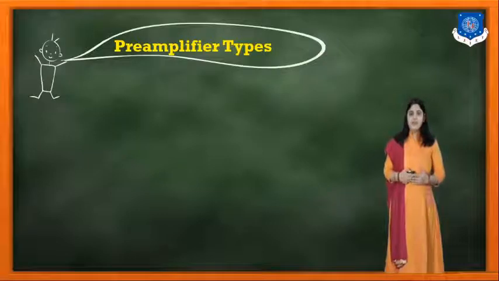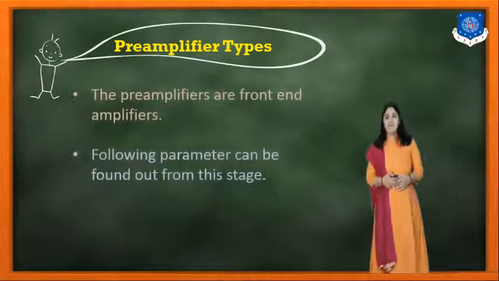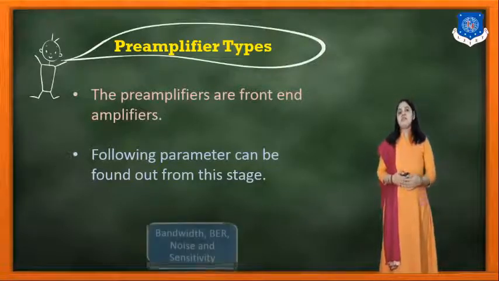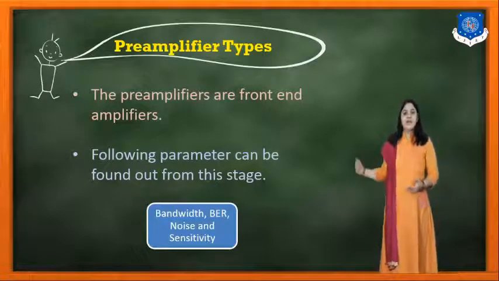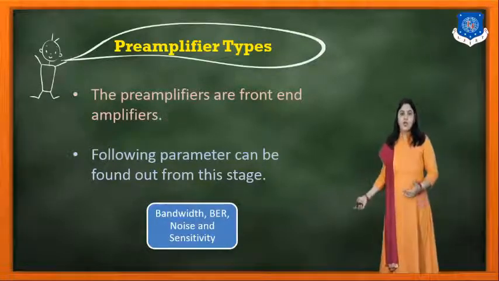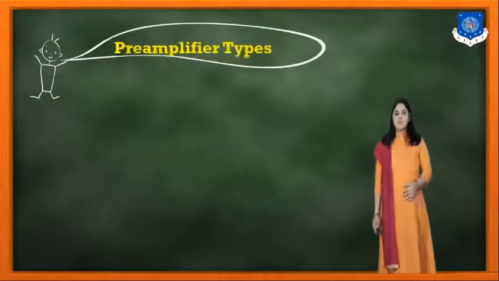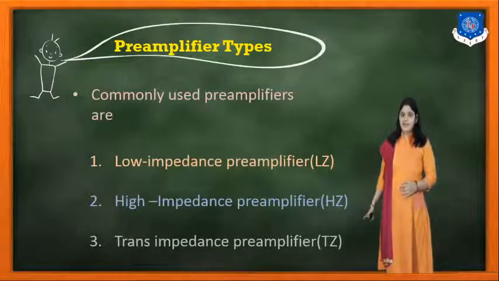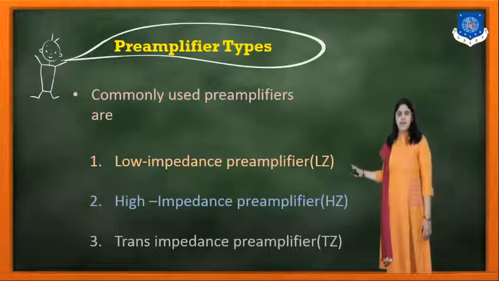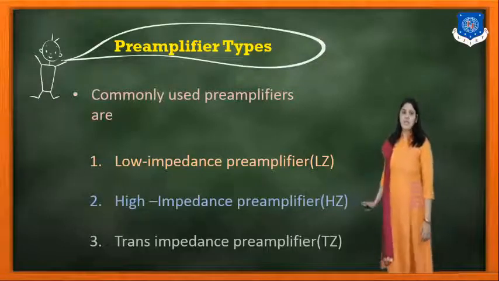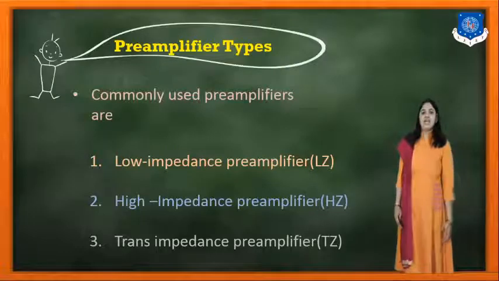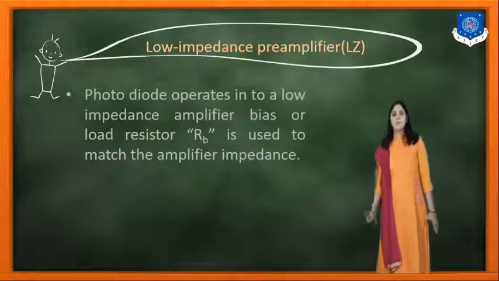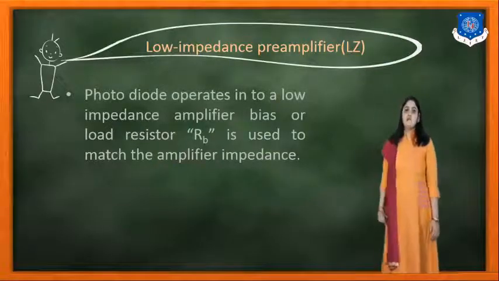Now the various preamplifiers are there. Preamplifiers are front-end amplifiers, and their performance can be judged from these factors: the bandwidth, BER, noise, and sensitivity. Commonly used preamplifiers are mainly of three types. One is the low impedance preamplifier, another is the high impedance preamplifier, and the last one is the transimpedance preamplifier.